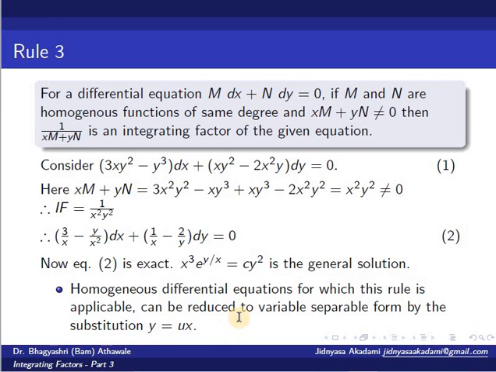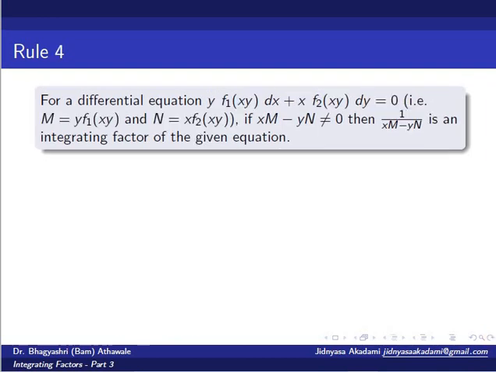So it's your choice. For homogeneous functions of the same degree, you have two methods. Either find the integrating factor, or using the substitution, reduce it to variable separable form. So we will move to rule 4 now.